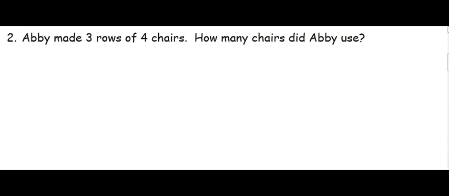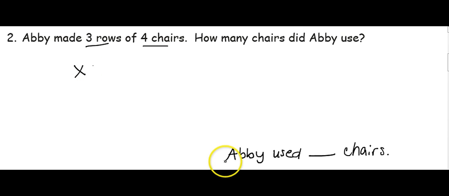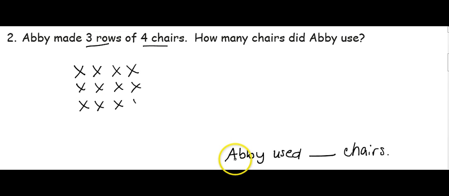The next question says Abby made 3 rows of 4 chairs. How many chairs did Abby use? Again, I'll start with my answer statement. Abby used blank chairs. So we need 3 rows, and each row will have 4 chairs. I'm going to use X's for the chairs. So here's 1 row, and it has 4 chairs. Make a second row of 4, and a third row of 4.